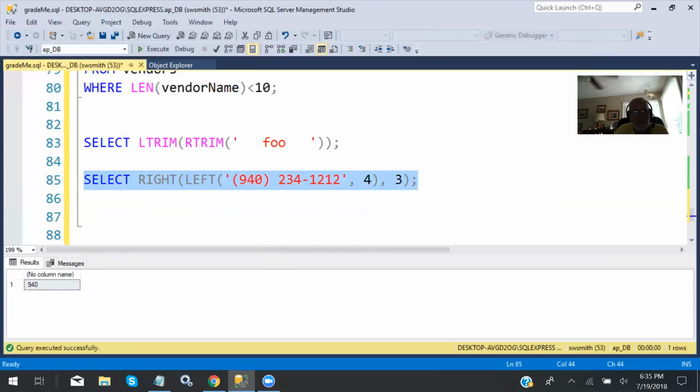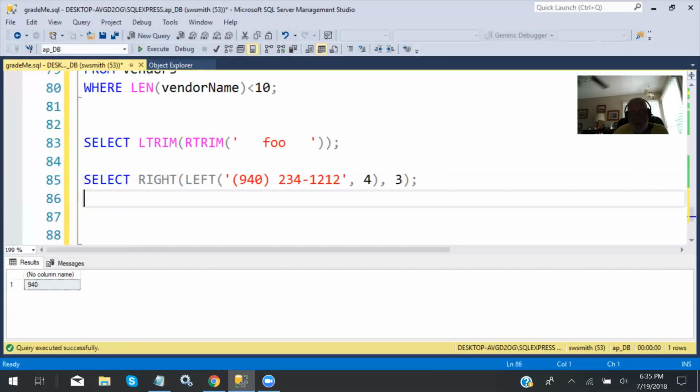Questions? This is commonly done. So I know where it happens in there. I want to get it from there, so I want to get the left 4, and out of that left 4, I want the right 3. Make sense? I'll assume it does.